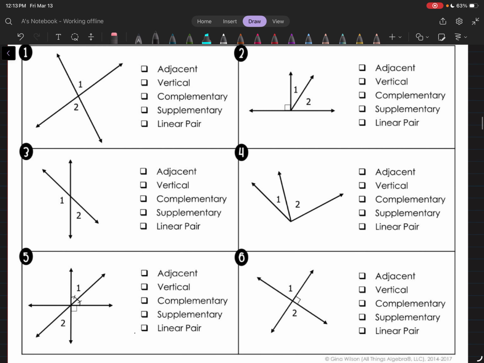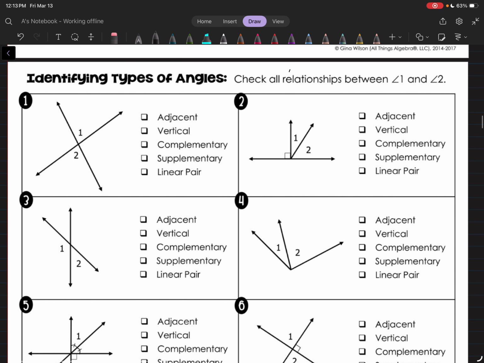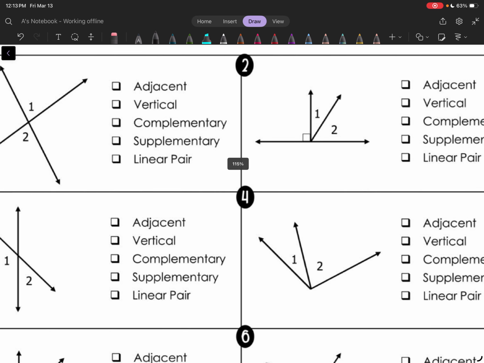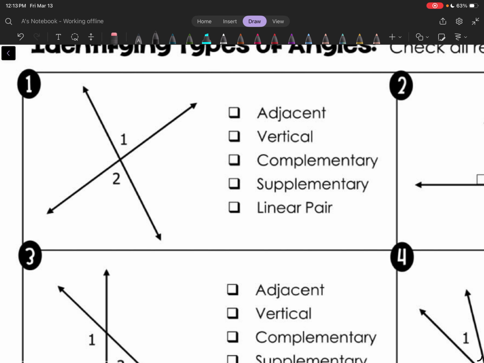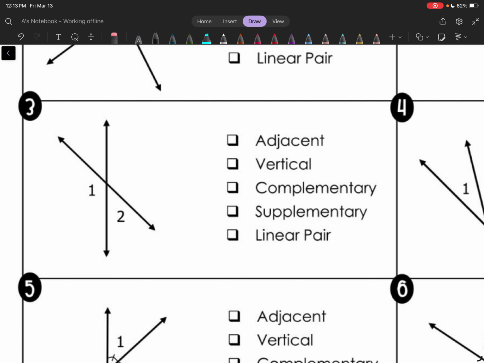Let's practice some of these in the identification. So what kind of angles do we have between angles 1 and 2? Number 1, they are across from one another, they are vertical. Number 3, 1 and 2 are beside, therefore they have to be adjacent. They are on a straight line, therefore they are going to be supplementary. Because they are both adjacent and supplementary, they are a linear pair.